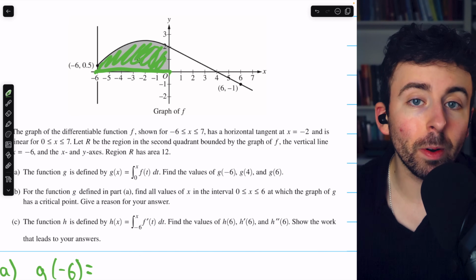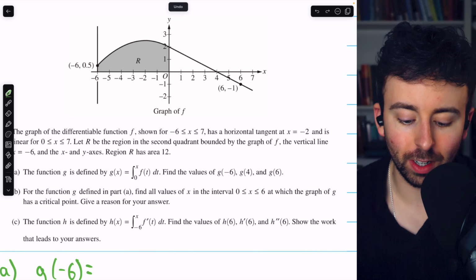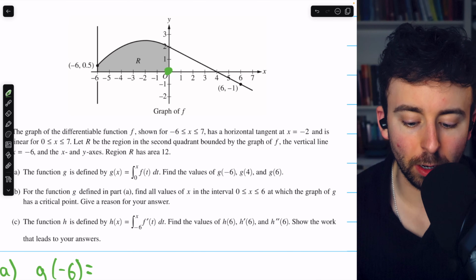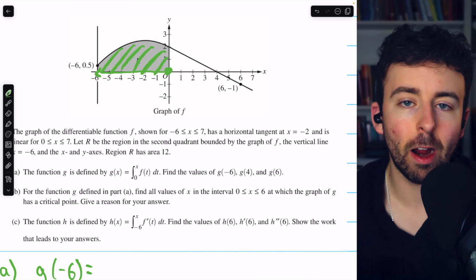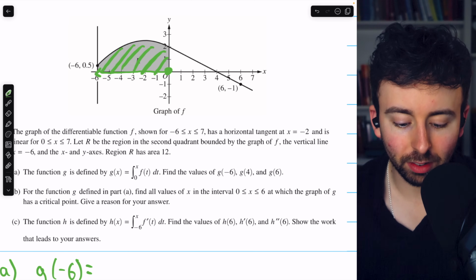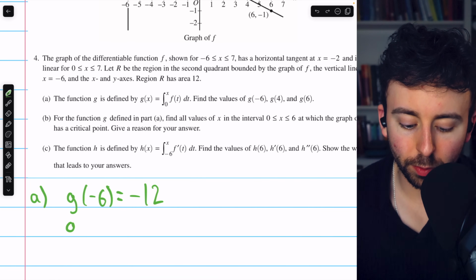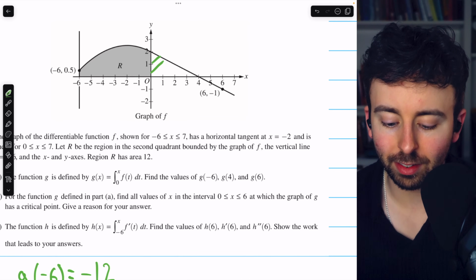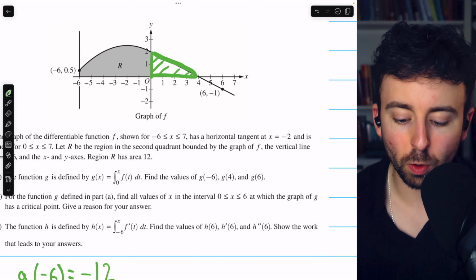Now, we were told the area of that region is 12, but we do have to be careful because the function g is going to calculate this area backwards, going from 0 to -6. Hence, it will actually consider this area as -12. So g of -6 is -12. All right, next up is g of 4. To calculate g of 4, we just have to calculate the area under the curve from x equals 0 to x equals 4. That's just the area of this triangle.